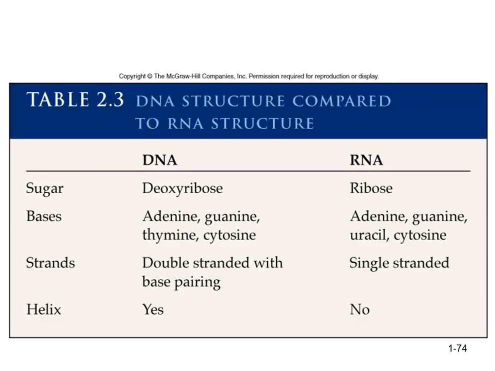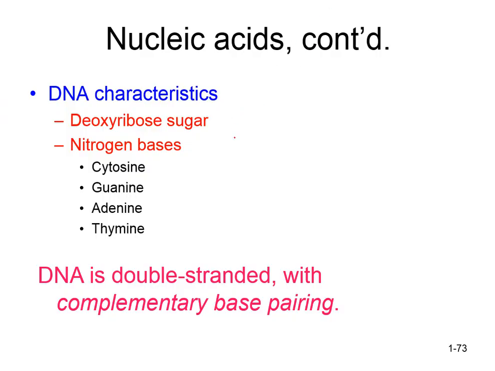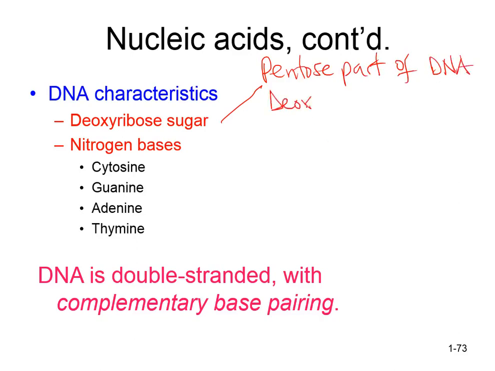So information here. DNA has a sugar, the pentose part. The pentose part of DNA is called deoxyribose. You will see what I mean when I go to the structures. Deoxy means oxygen has been removed. That's what deoxy means.